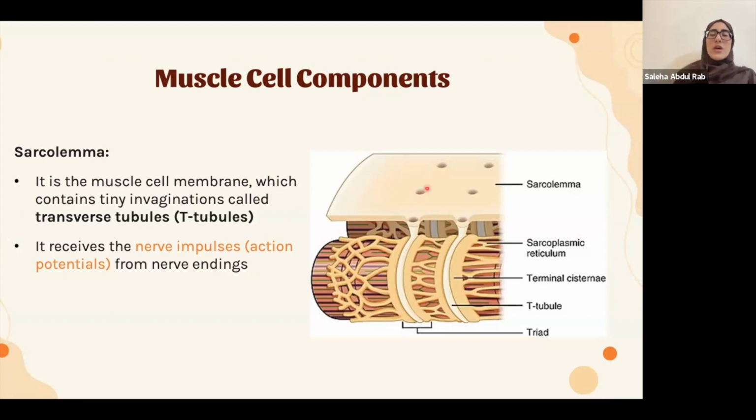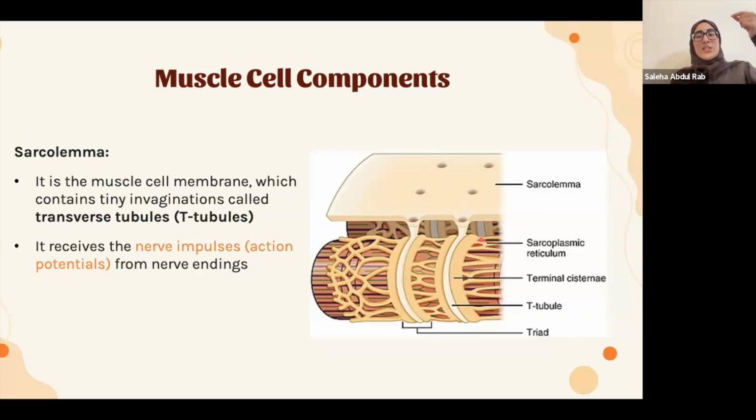Sarcolemma has tiny holes on it. These are called transverse tubules or T-tubules. Each transverse tubule goes down into the cell where it ends up being very close to something called the terminal cisternae. So these are the terminal cisternae here. And as you can tell, they're very close to the T-tubules. The T-tubule is an extension of the muscle cell membrane. Cell membrane is going down inside towards the terminal cisternae. And the terminal cisternae are extensions of the sarcoplasmic reticulum.